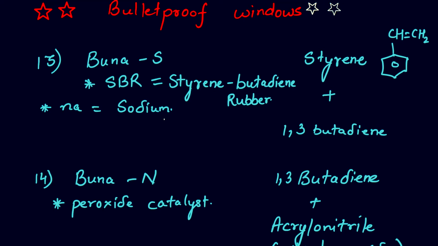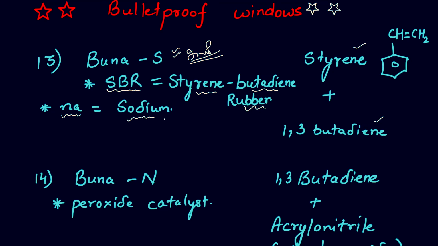Now our next polymer is Buna-S. This is very important from the exam point of view. Buna-S. Now the monomers are styrene. S in the Buna-S is for styrene. Bu, that is for 1,3-butadiene. It is also named as SBR, that is styrene butadiene rubber. So what are the monomers of SBR? What are the monomers of Buna-S? Now Na is for sodium. So this is very important from the exam point of view.